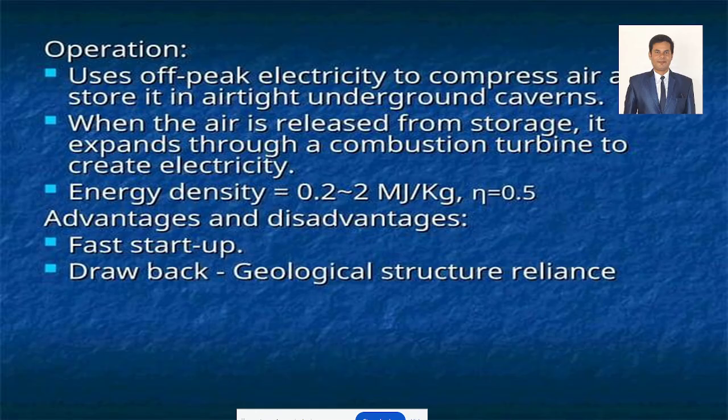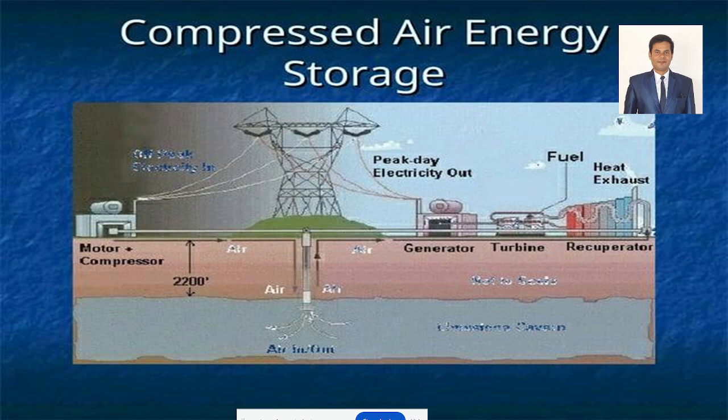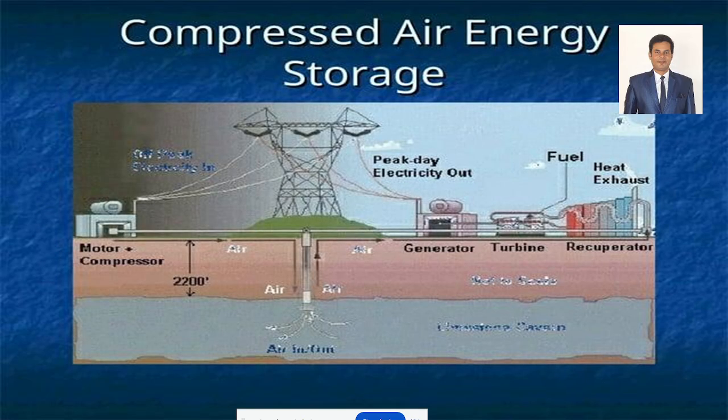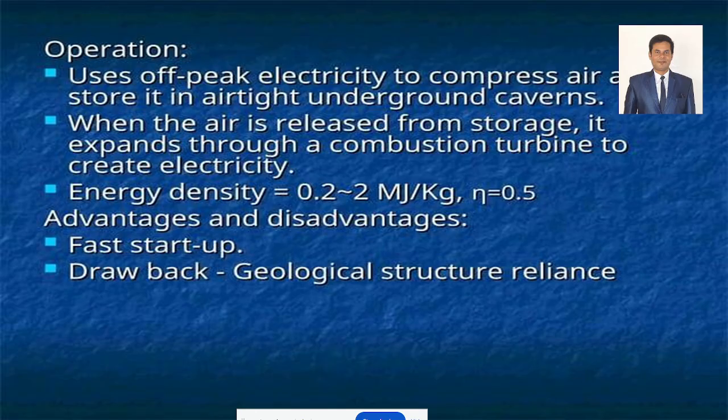Let us see this operation: during off-peak electricity, the air is compressed and stored in airtight underground caverns. During off-peak time, when electricity usage is very low, you can store the energy as air energy beneath the earth. You require very large containers, a big volume underground, where you can store the compressed air very tightly.